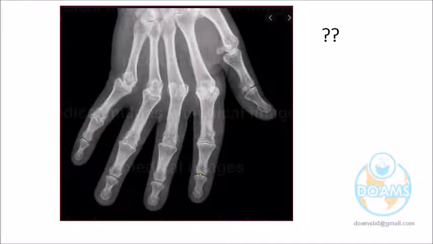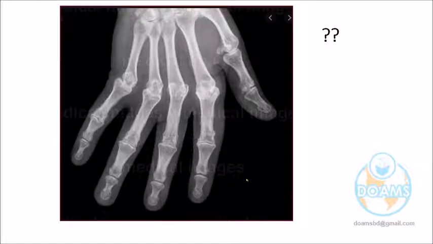Distal not affected. DIP not affected. So what will be the diagnosis? Rheumatoid arthritis. Yes, sir. There may be deformity, but without deformity, if the distal joint is not involved, 99% you can say this is rheumatoid arthritis. Okay, remember it.